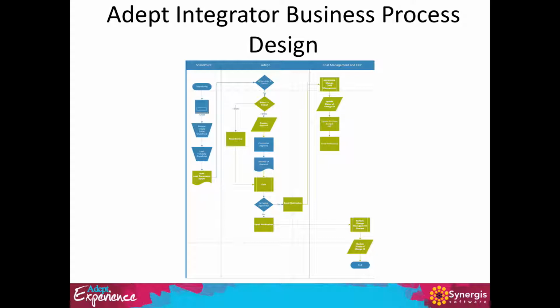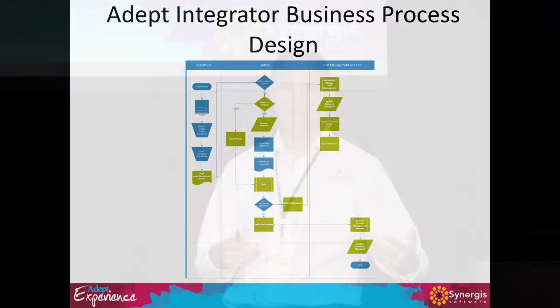What does your current business process look like? What does it need to change to? What are the requirements of each of these applications? And how do we satisfy the business rules? And then we build that business process.